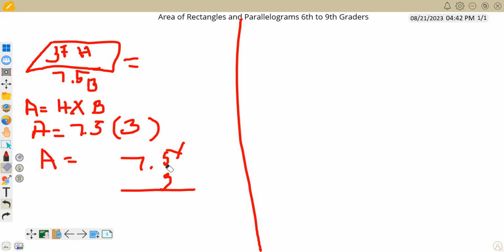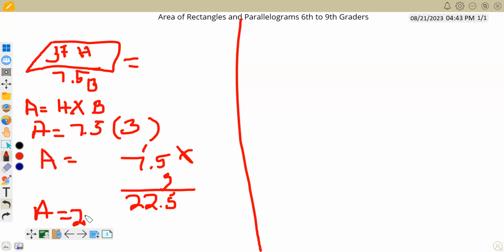This is an ugly x. Let me fix it because it can get confused. So 7.5 times 3, again, ugly. 5 times 3 is 15, 1 remainder. 3 times 7 is 21, plus 1 is 22. So my answer is A equals 22.5 feet.